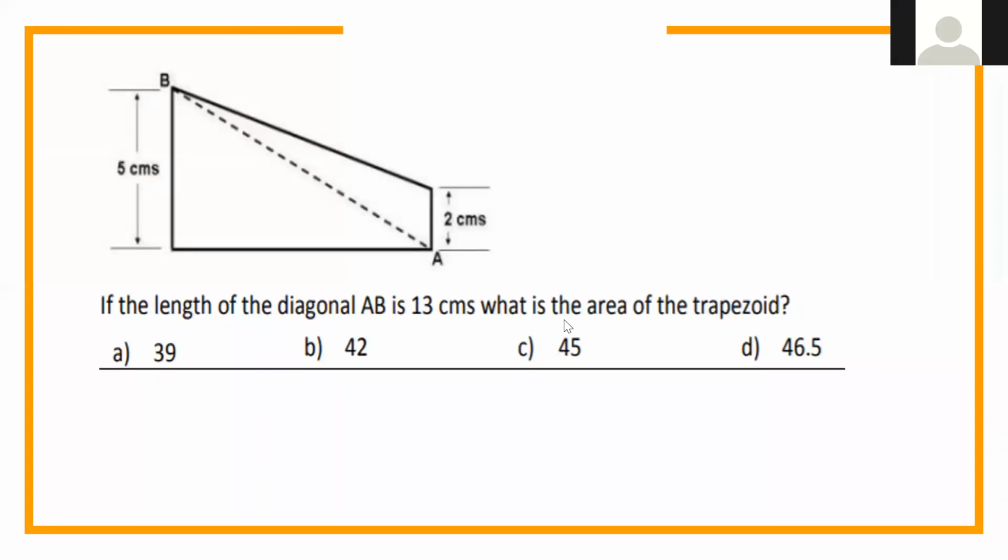So the length of AB is given to you as 13. They want to know the area of the trapezoid. First in your mind, what should hit you? The area of the trapezoid. The area of a trapezoid is always half of the height times the sum of the two parallel sides. This is the first thing that should hit you.